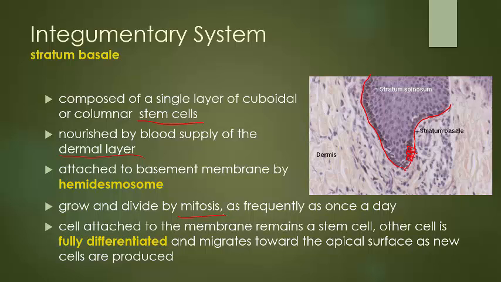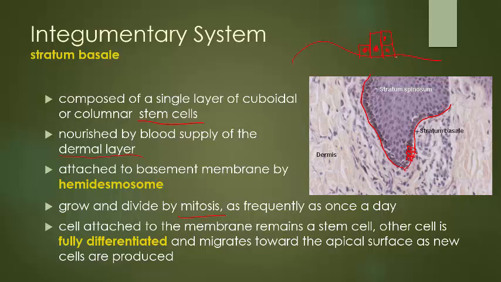And when they divide, the daughter cell that's attached to the basement membrane remains a stem cell, but the other cell, the one that's closer to the apical surface of the tissue, is now fully differentiated. It will not divide again, and will be pushed upward toward the apical surface as new cells are produced here at the bottom. So here's the basement membrane, here's a cell. It just divided, and so its next job is to grow. It could become even columnar looking. Then it goes through the processes of mitosis and divides, and now we have two cells.